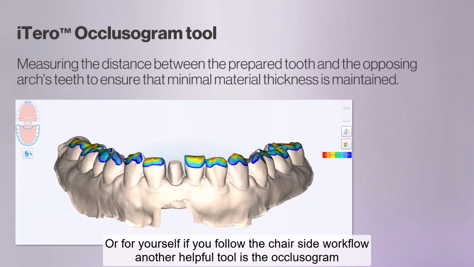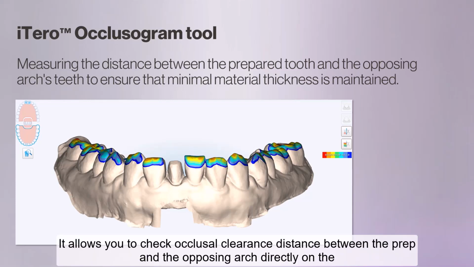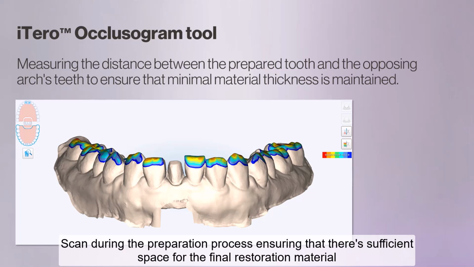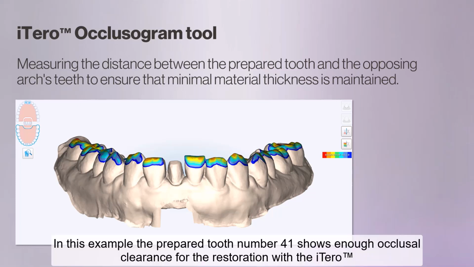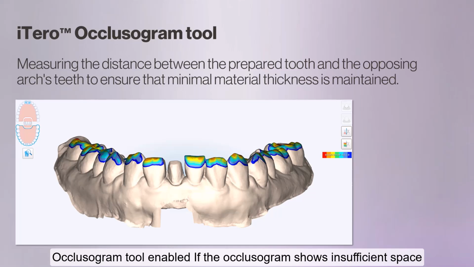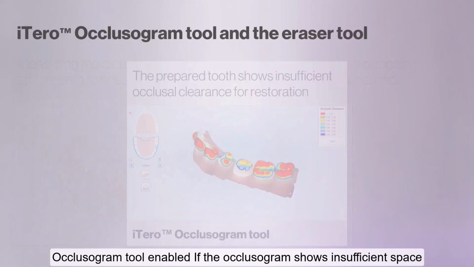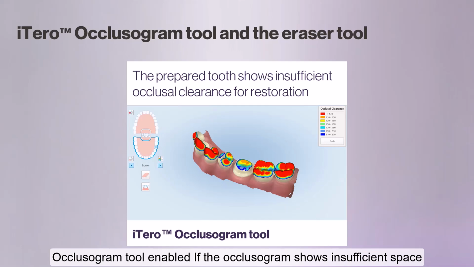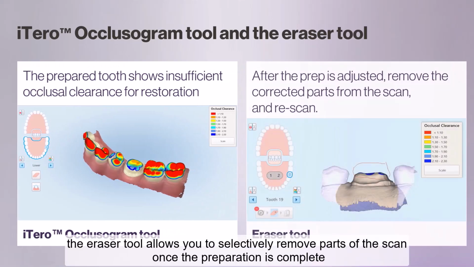Another helpful tool is the occlusogram. It allows you to check occlusal clearance, the distance between the prep and the opposing arch, directly on the scan during the preparation process, ensuring that there's sufficient space for the final restoration material. In this example, the prepared tooth number 41 shows enough occlusal clearance for the restoration with the iTero occlusogram tool enabled. If the occlusogram shows insufficient space, the eraser tool allows you to selectively remove parts of the scan.